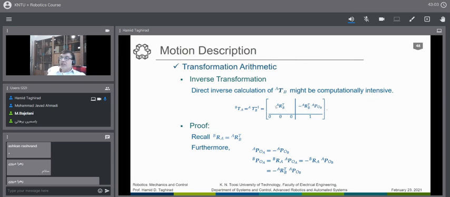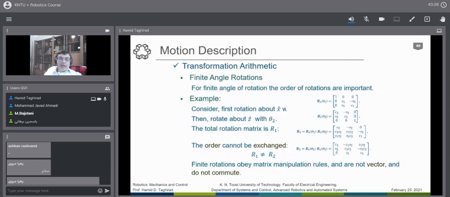So we can use this vector notation, or simply invert the matrix. Of course, if you are doing it by hand, it is much easier to use this formulation. But if you are using a computer, you don't need that, you just invert the homogeneous transformation. And the proof is also given here.